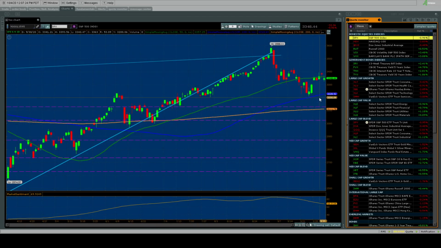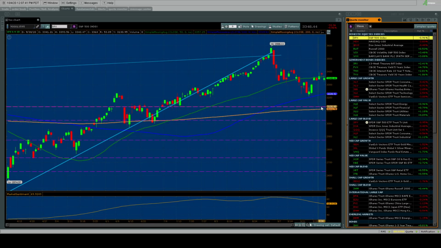So remember, when prices can't get through a moving average, it usually means they're going to come down and retest. So that would indicate to me that a potential retest of the 100-day moving average is coming, unless the bulls can get the S&P over the 50-day moving average.